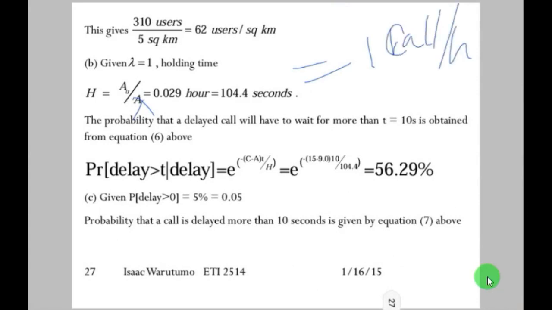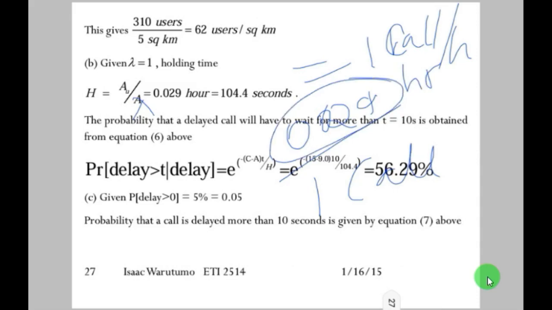So what that gives us is that when you say 0.029 divided by this 1 call per hour, the call per hour goes to the top. And therefore you have 0.029 hour. That is the call holding time, the average call holding time per user. So you convert that to seconds, you get 104.4 seconds.